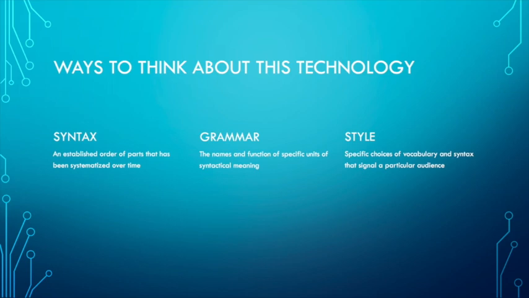In this class, we're using style to think about two kinds of genres of writing. We'll be talking about writing for the public, writing for a large audience, and then writing for a specialized audience. And in this class, again, because this is an English class, the specialized audience will be pretty specific to the discipline of English or literary studies. Okay, so syntax, grammar, and style are ways that we can start to think about the technology that is writing and give that some terms.